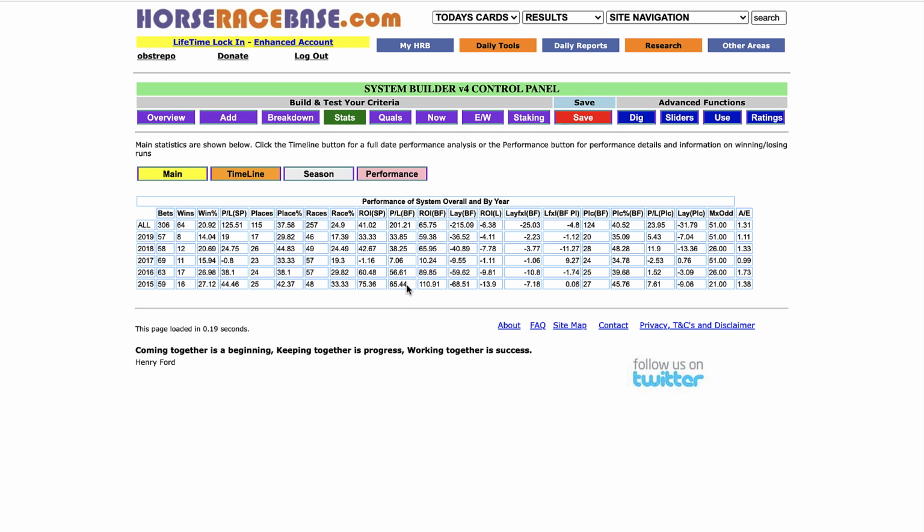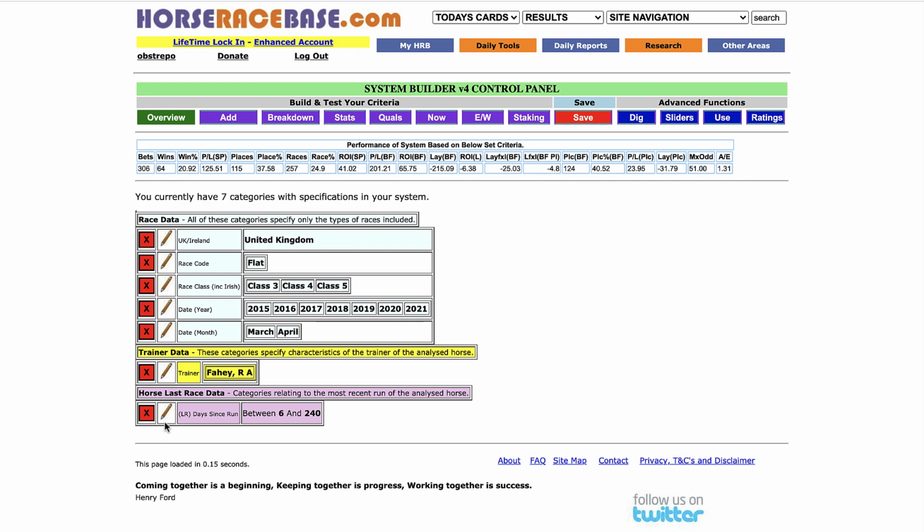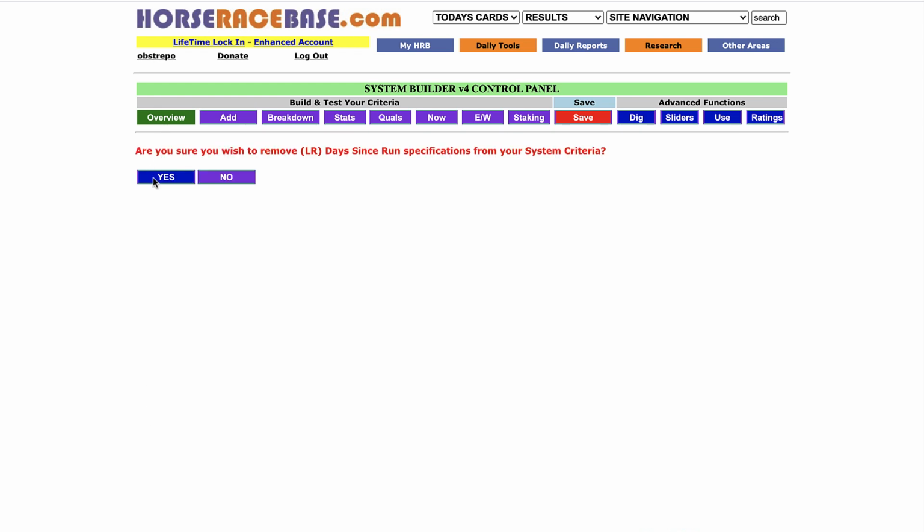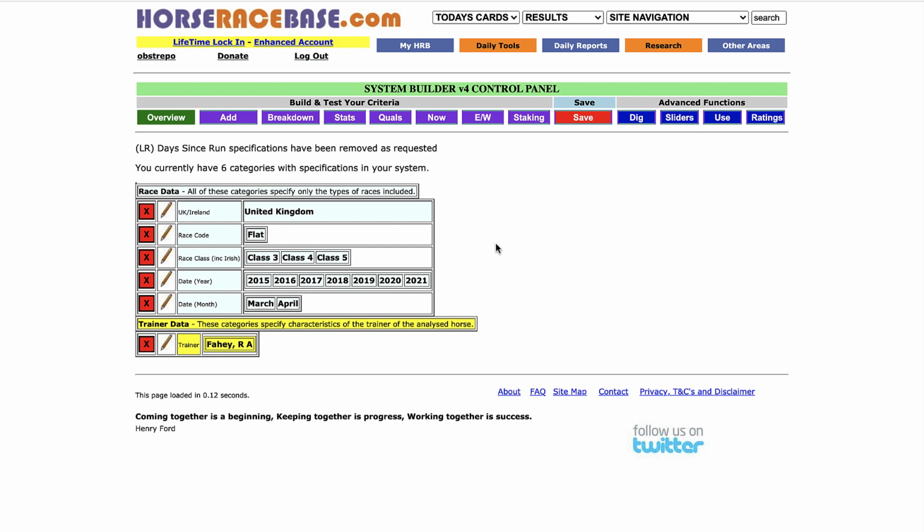So applying that filter has made 3 out of the 5 years worse. So I'd like to see a consistent improvement across all the 5 years. So I think I'm going to exclude that one. I'll just go on to the overview and then we'll remove that one again by clicking the cross. And yes, we'll remove that. So that's pretty much it for Richard Fahey at the moment. I might try and fine tune that one a little bit more after the video, but I think that's pretty much a worthwhile system there.